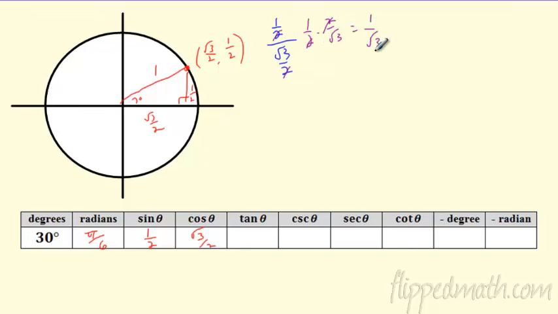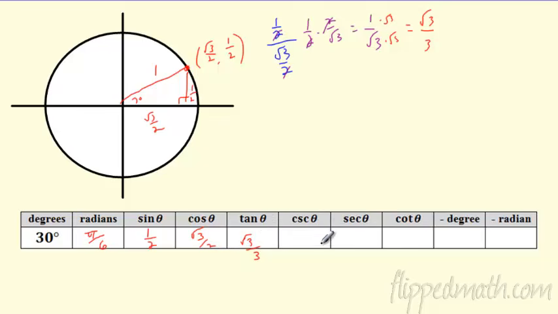But I'm left with 1 over radical 3, which is okay. But I need to go ahead and simplify that. So I'm going to times them both by radical 3. So on top I'll have radical 3. Radical 3 times radical 3 is 3, or square root of 9. This is my tangent value, radical 3 over 3. So fill that in the table.